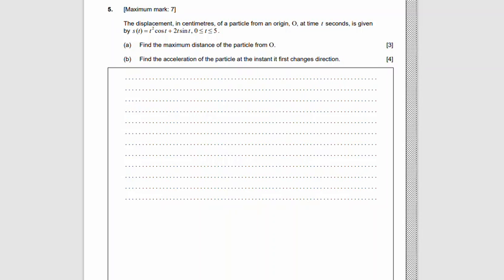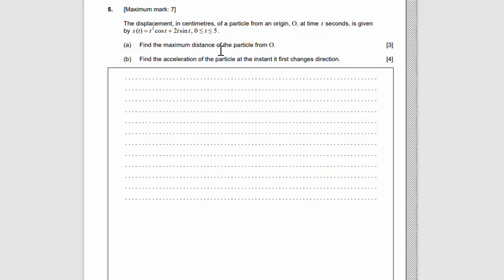In this video, we will solve a past paper question. So let's read the question together. It says, the displacement in centimeters of a particle from an origin O at time t seconds is given by s of t equals t squared times cos t plus 2t times sine t, and t should be between 0 and 5, and they are also included.